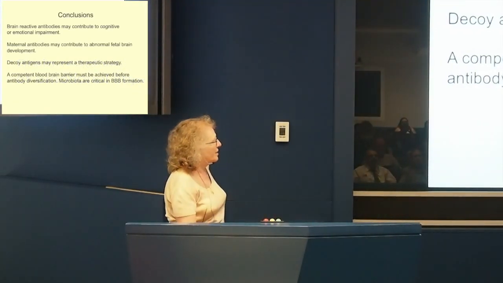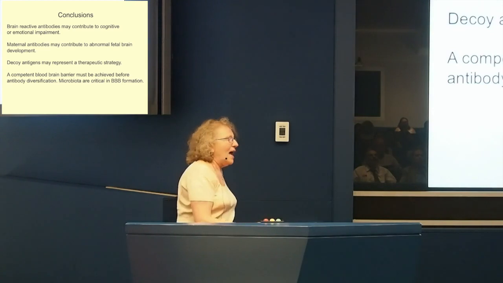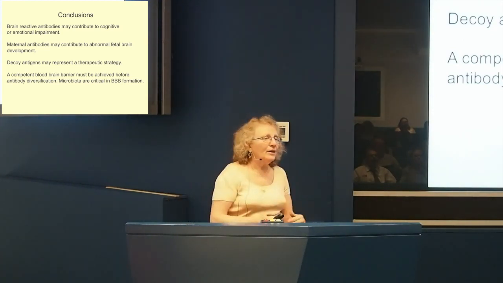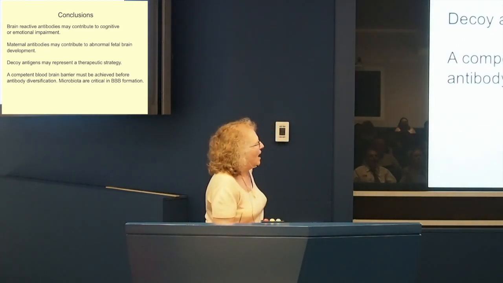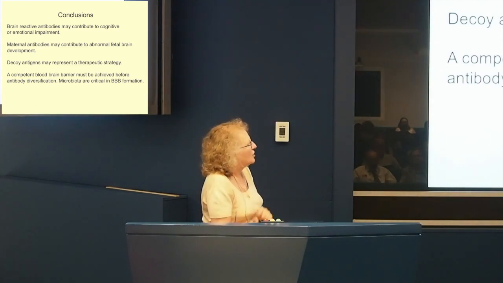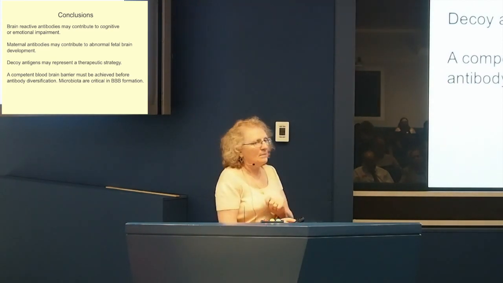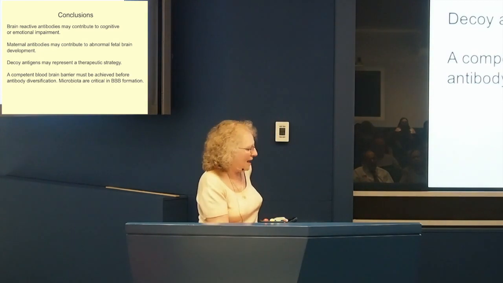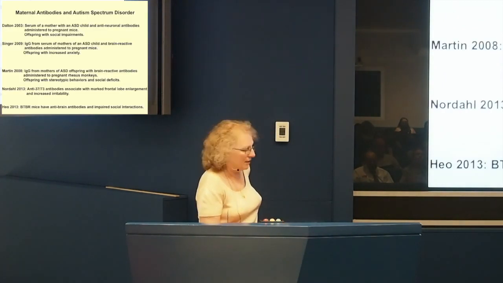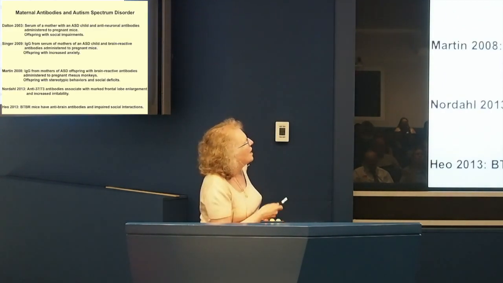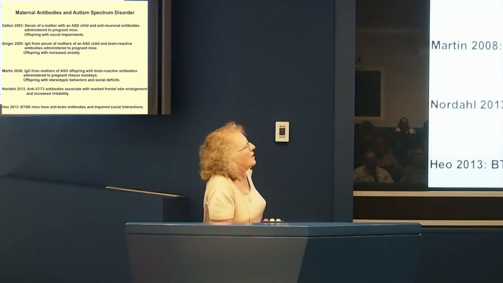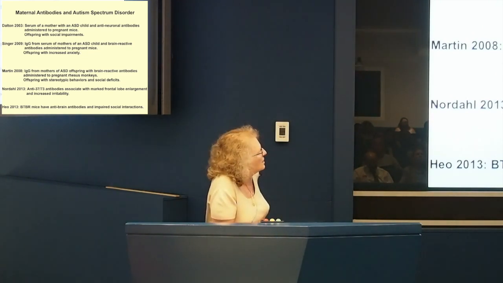Decoy antigens are a therapeutic strategy, and blood-brain barrier function has to be achieved before antibody diversification, and microbiota are important in this. So this brings us to antibodies and autism spectrum disorder.